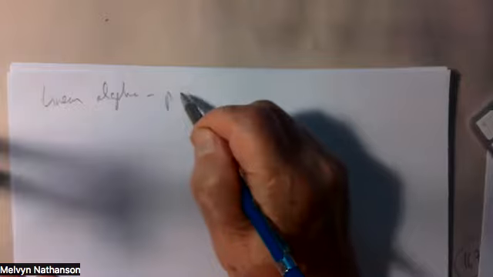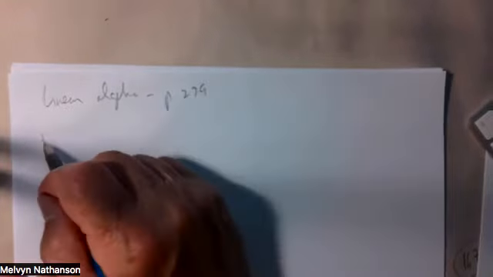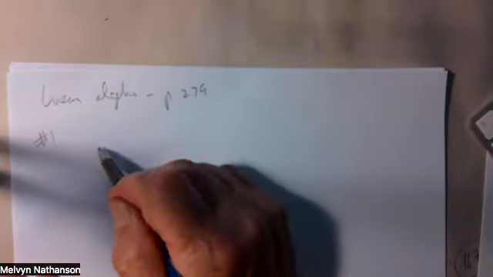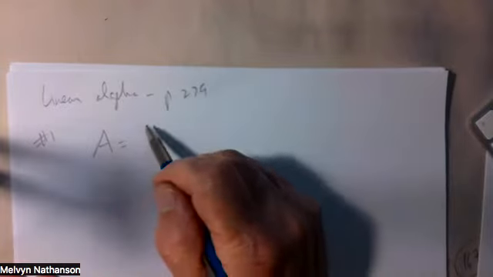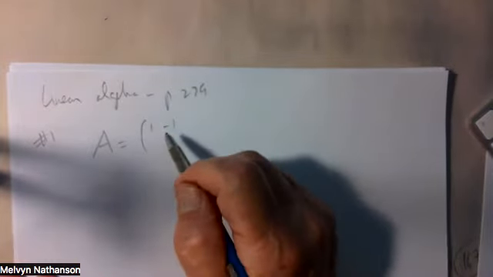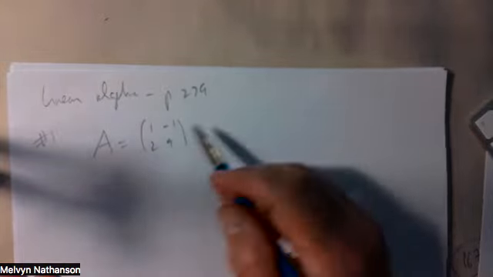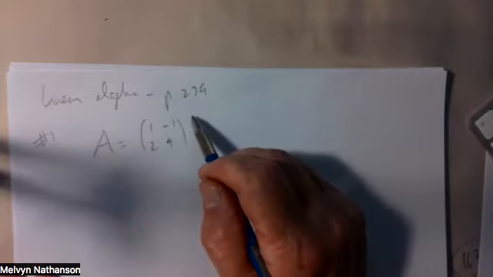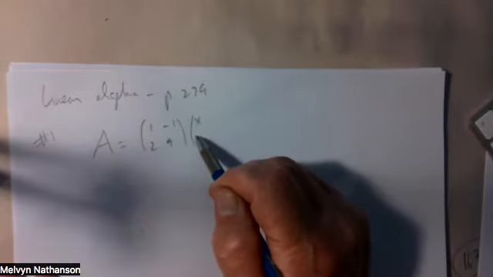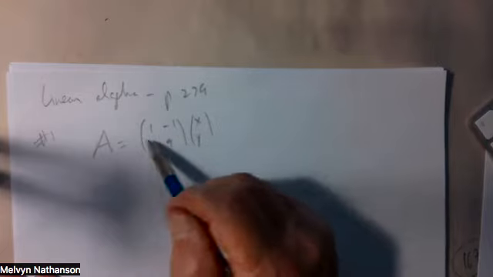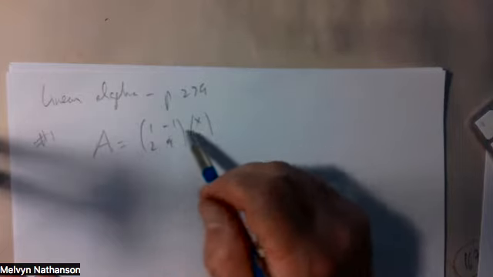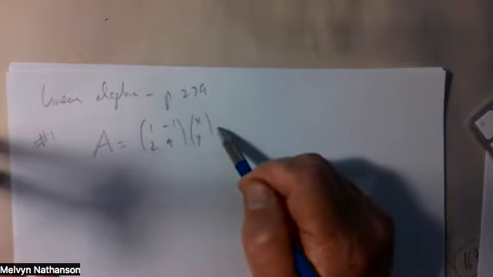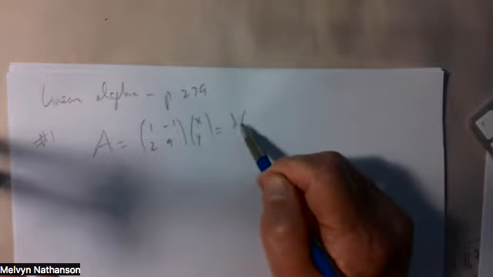Linear algebra page 279, number 1. I have this matrix, I'll call it A, which is [1, -1; 2, 4]. And I want to find the eigenvalues. So I want to find the values of lambda such that for some vector (x, y), when I apply the matrix to (x, y), I get lambda times (x, y).